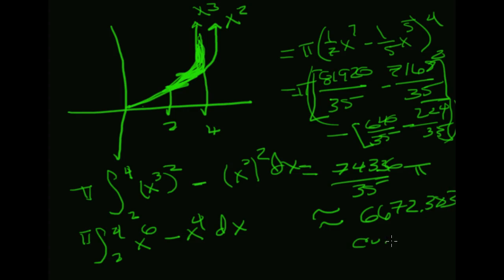6,672.383 cubic units. Okay, so we really don't have to have the three-dimensional drawing to work this out. We just have to say that the big radius is going to hit x cubed, the little radius hits x squared. We subtract them to get what this is when I revolve it around the center, and I get my rotation.